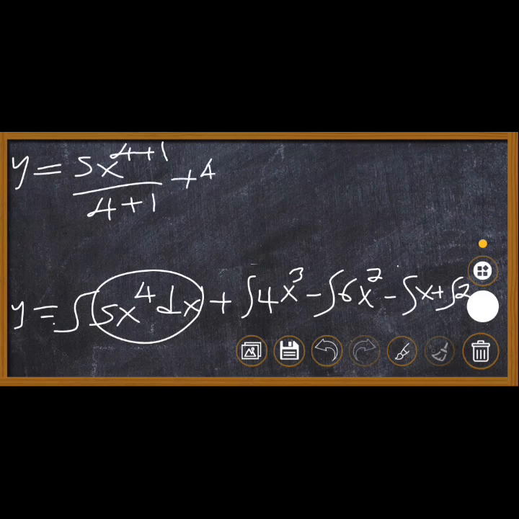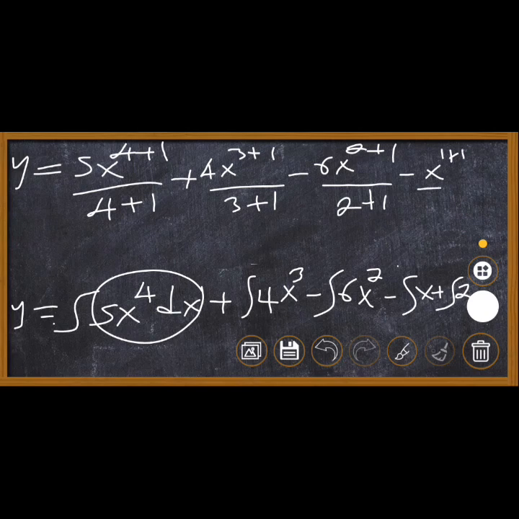So we are going to have 4x, then 3 added 1, and the denominator 3 plus 1. Then we subtract. Here we have 6x squared, so it's x^(2+1) over 2+1. Then here we have minus x. It's just x. Remember we said earlier that when you don't have a power, it means there is a power of 1. So we add 1, and over 1 plus 1.